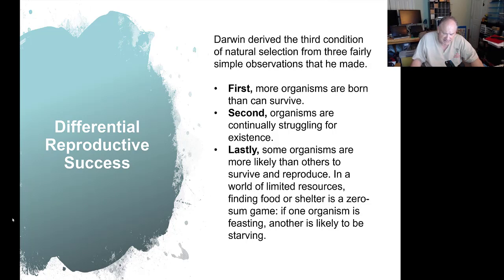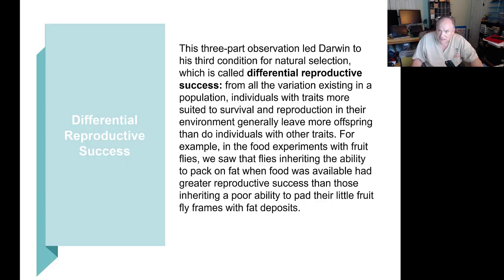And he related that, if you saw in the movie, he was pretty blunt about it. First, more organisms are born than can survive. So, like you saw the runt in that litter there, organisms are continually struggling for existence, so that runt's going to try to make it. Hopefully it will. Lastly, some organisms are more likely than others to survive and reproduce. So the ones that do, and the ones that don't, well, unfortunately, they end up starving or not continuing on. So these three key observations that Darwin made are really the conditions under which we know natural selection occurs.